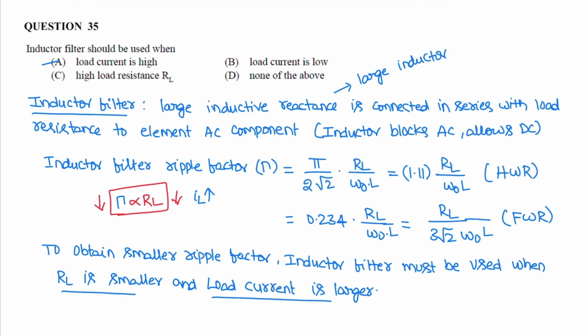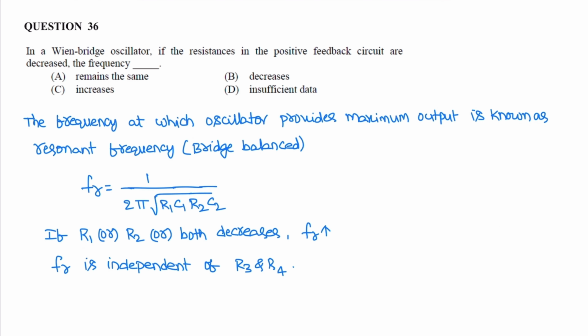Next question. In a Wien bridge oscillator, if the resistance in the positive feedback circuit is decreased, then the frequency. So what is the resonant frequency? Resonant frequency is the frequency at which the oscillator produces maximum output, that is, the bridge is in balanced condition.